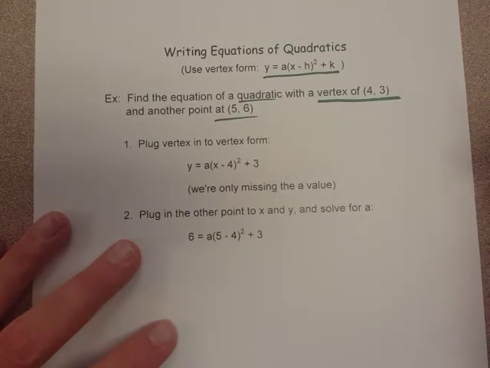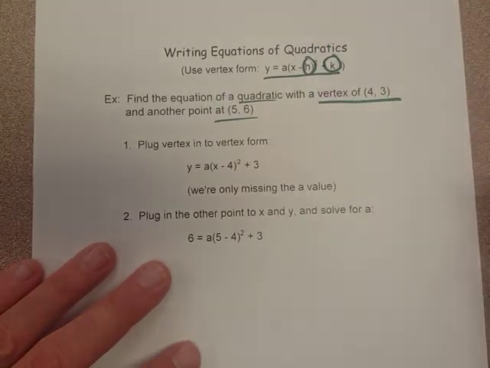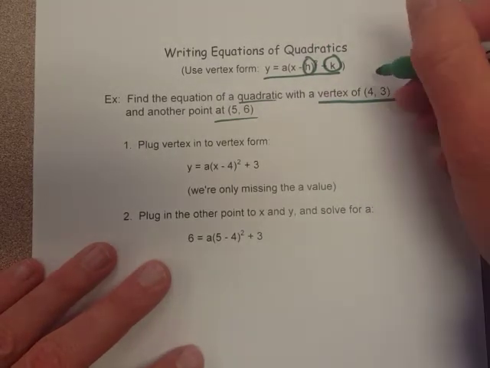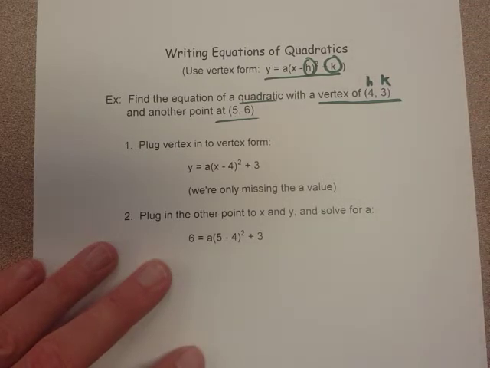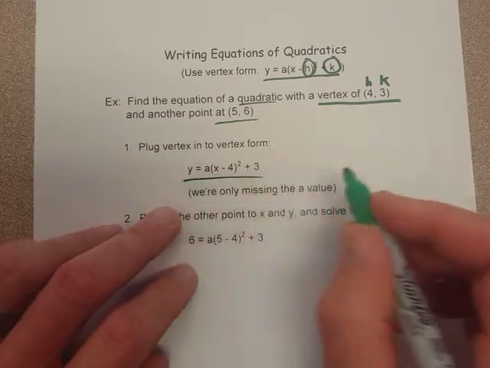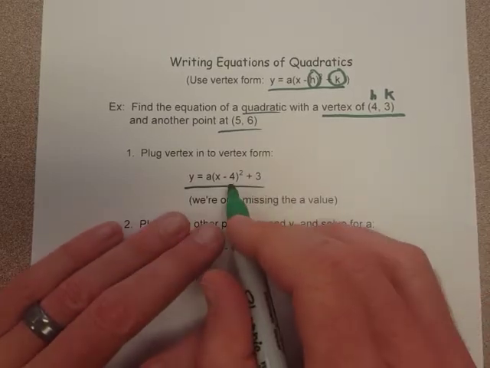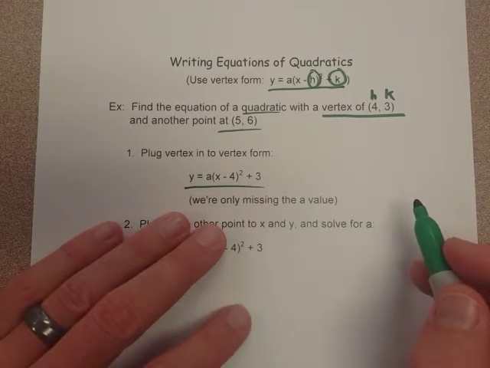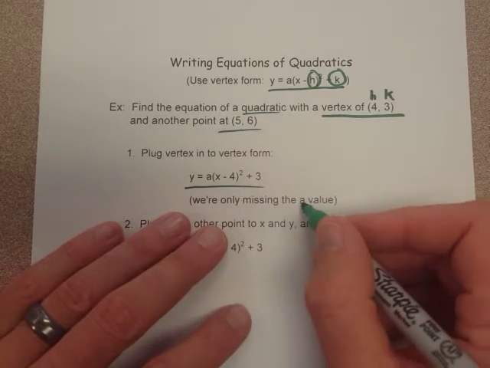For this reason, in vertex form, h and k represent the vertex. And so that means that this is representative of h, this is k. And so when we plug it into our vertex form, it's going to look like this. We've got everything we need there. Basically, we've got the 4 and the 3 plugged in, and we need to find one other thing here, and that is the a value.